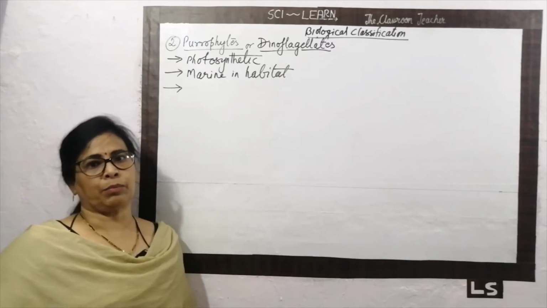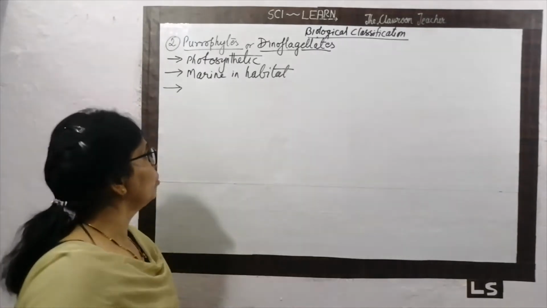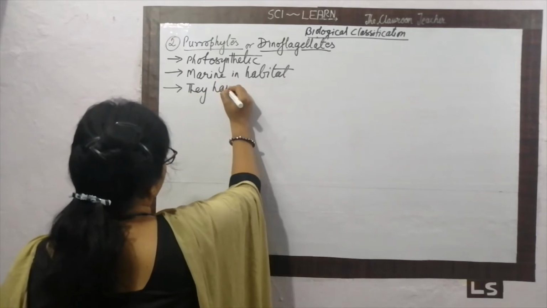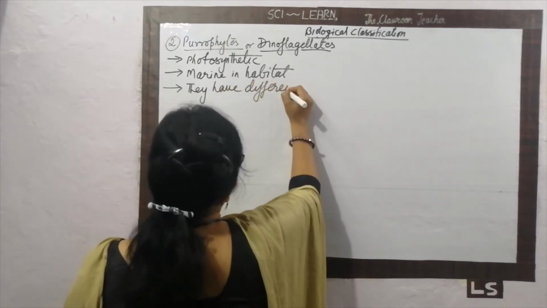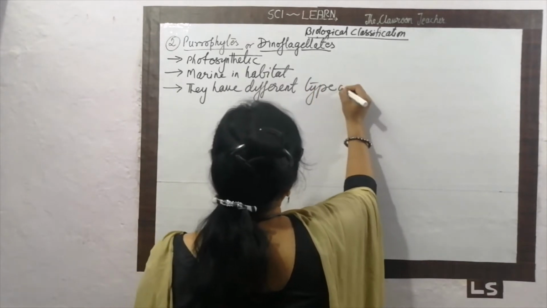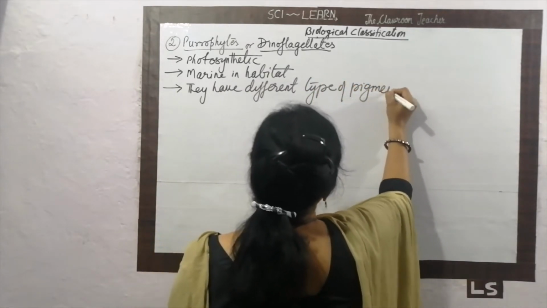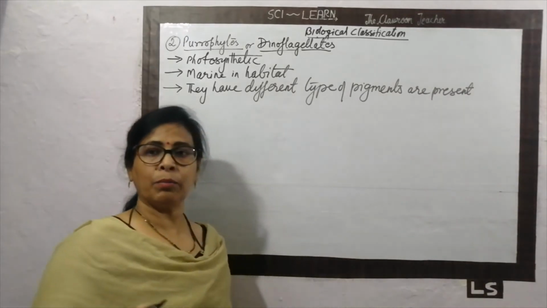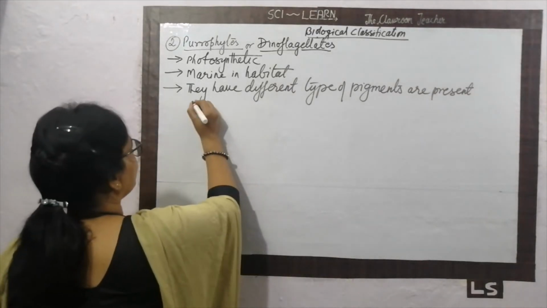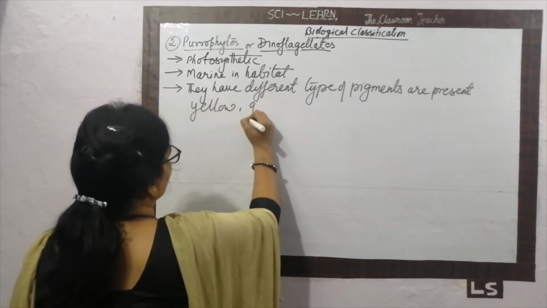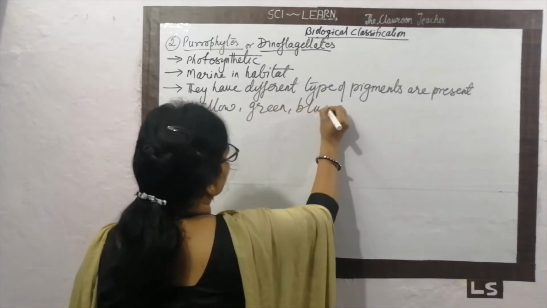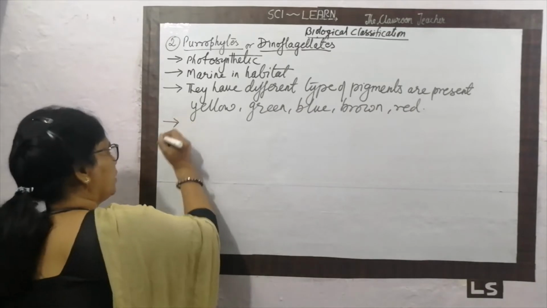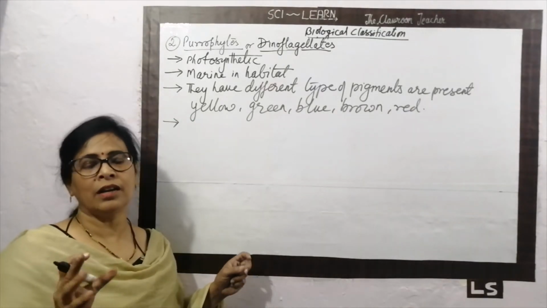They contain various types of pigments: yellow, green, brown, blue, red. Pigments are actually color, which provide the color to any organism. What types of color are there? Yellow, green, brown, blue, red. All these pigments are present in their body. They are colorful organisms.